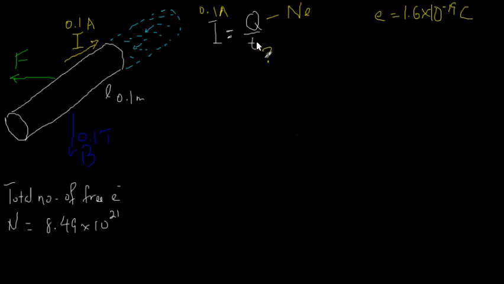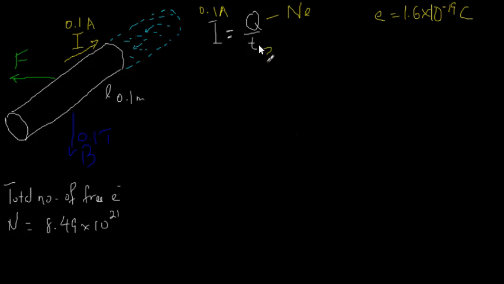And once we find the time, we also know the distance traveled is just the distance to move through this rod. Then we can find the velocity. Okay, so we have a plan now. So let's try this out.